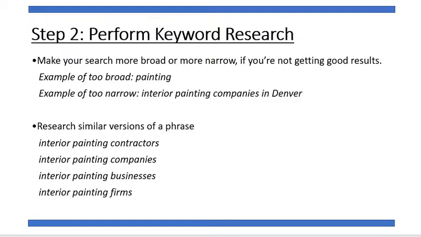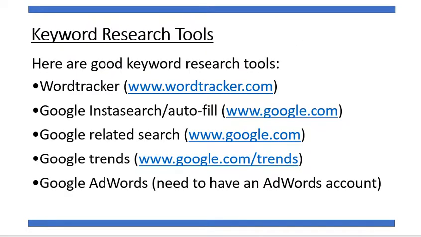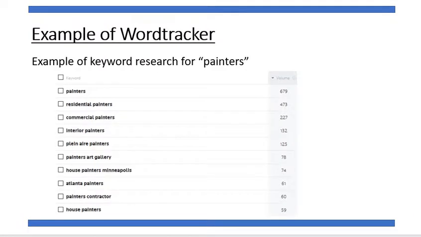But what you could do when you're looking at keyword research is look up how many people search for these different phrases that are similar. For example, how many people would call it an interior painting contractor versus company versus business versus firm? Because we're going to want to use the ones that are the most popular in order to get the most traffic. So here are some great keyword research tools. I literally use all of these tools, if not every day, every week. So we'll look at each one of those now specifically.